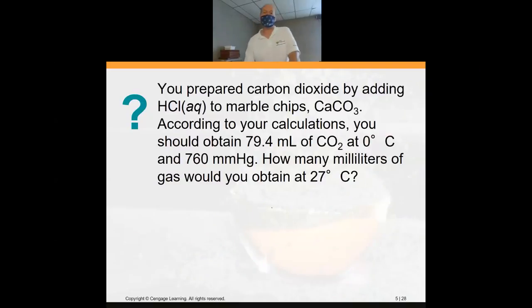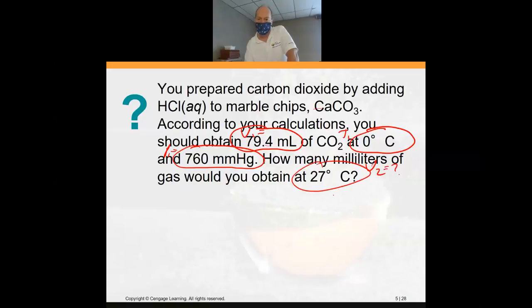All right, so this is a typical problem. You prepared carbon dioxide by adding HCl to marble chips, which is calcium carbonate. According to your calculations, you should obtain a volume, V1, of 79.4 mL of CO2 at 0 degrees Celsius and 760 millimeters of mercury. So here is V1, here is T1, and here is P1. How many milliliters, V2, how many, question, of gas would you obtain at 27 degrees Celsius? And so now you have a T2.